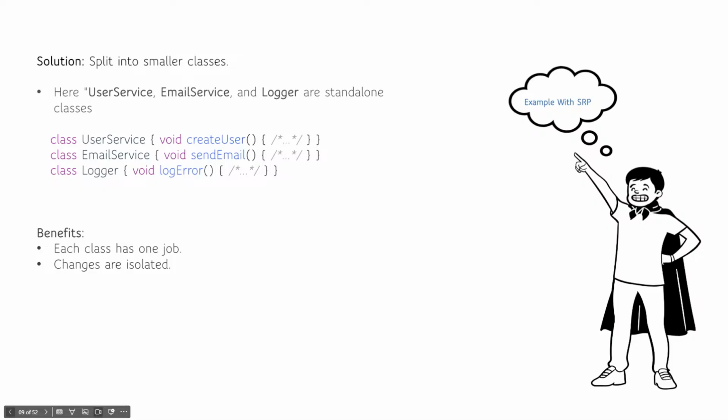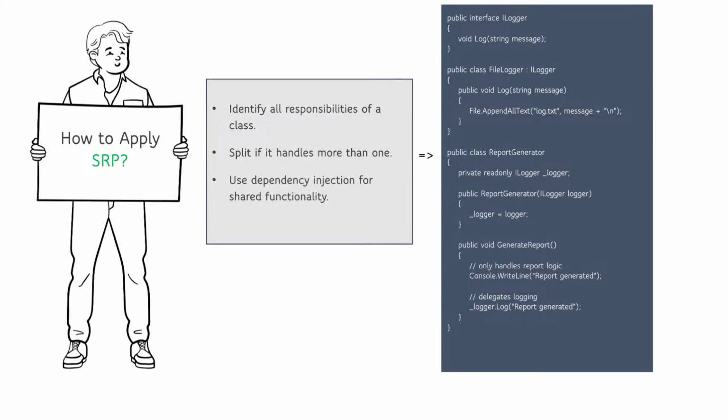So the better way is that we can split this into three separate classes. User service class only creates the user, email service class only sends email, logger class prints and logs the error. Now each class has one responsibility and it becomes easier to test, reuse and maintain. Now Sohil will explain how to apply SRP. Sohil, you can start.